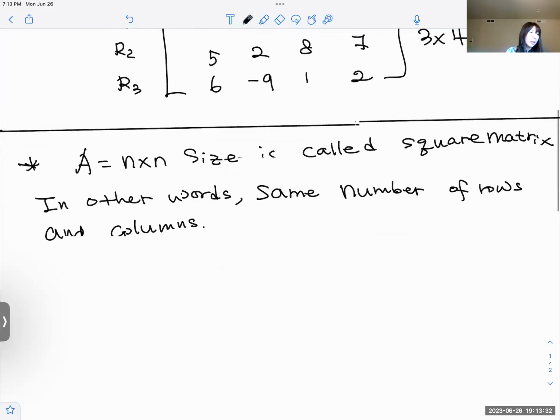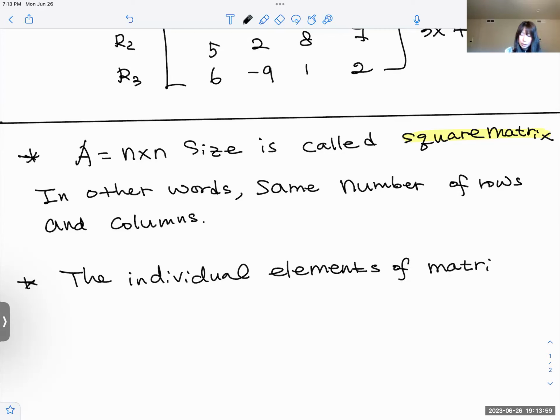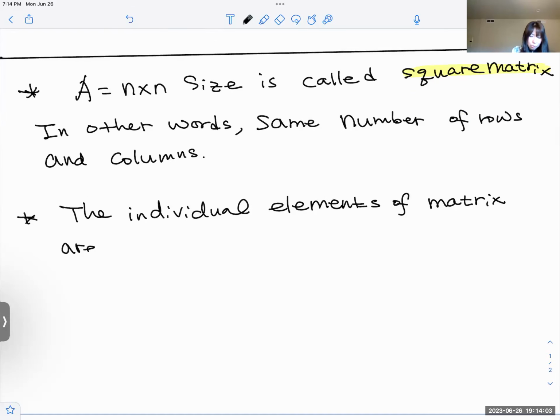Okay. We talk about the entries too, right? So the definition: the individual elements of a matrix are called entries or components. We often use entries, right?